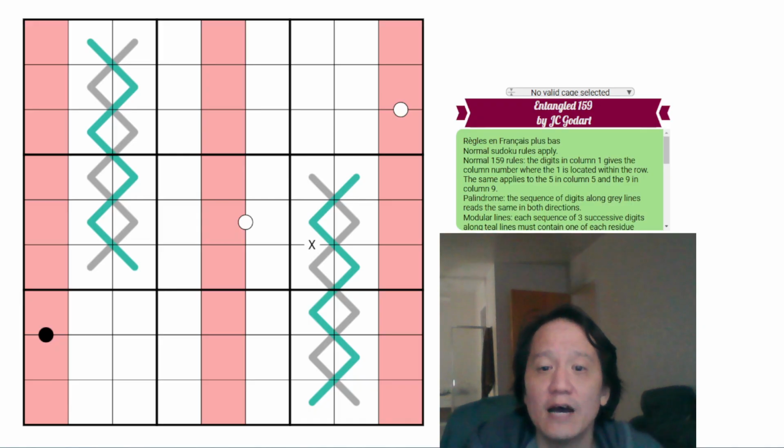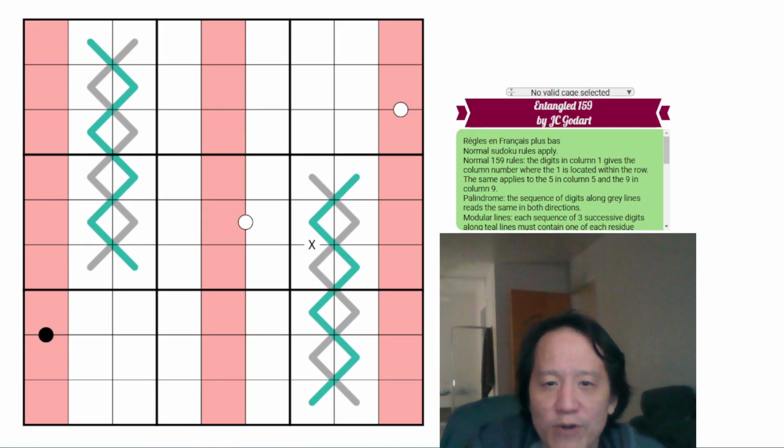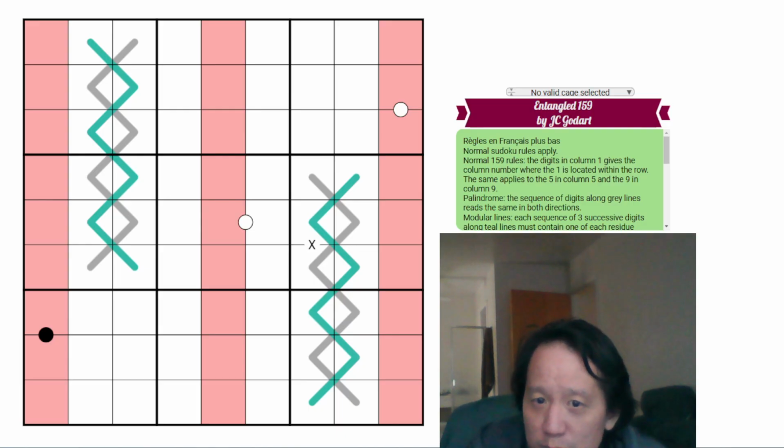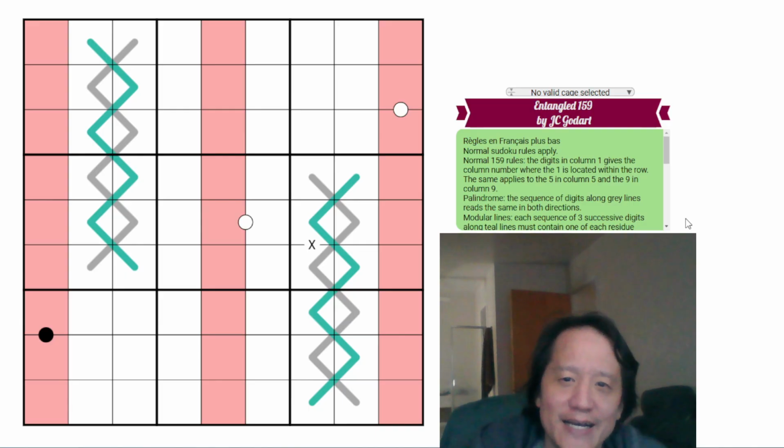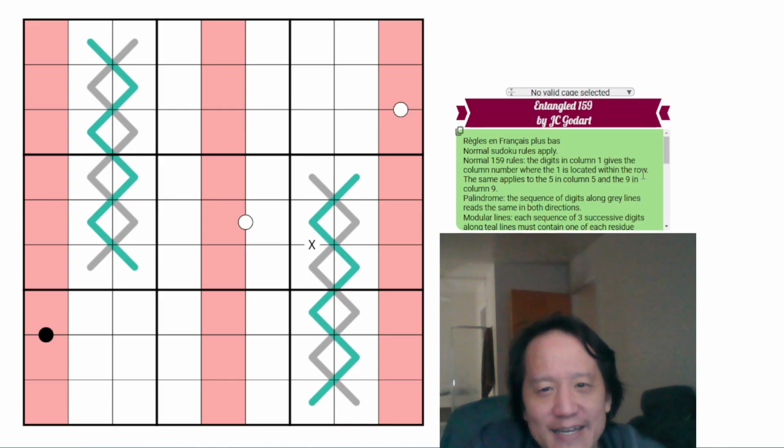And this is today's average level difficulty puzzle, and it's called Entangled 159 by JC Goddard. And here are the rules. Règles en français plus bas? I guess that says rules in French also. I think.